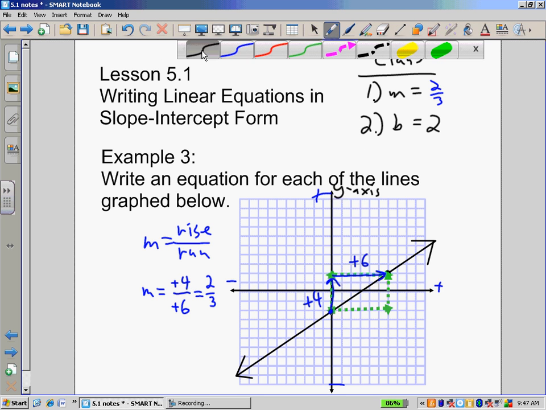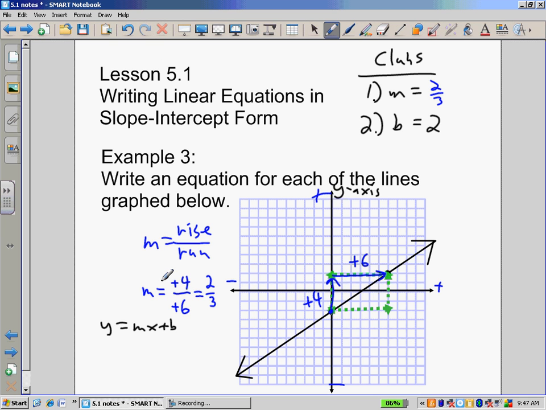And again, cannot forget, what is our slope-intercept form? Y equals mx plus b. Again, if I had forgotten that, I would have no idea what to do with the slope and the intercept. Plug these in. Y equals 2/3 x plus y-intercept is 2. And that's my equation. Again, the overall concept, looking for 2 clues. I found the y-intercept by where it was going through the y-axis. Found my slope, rise, run, reduce, plug in.